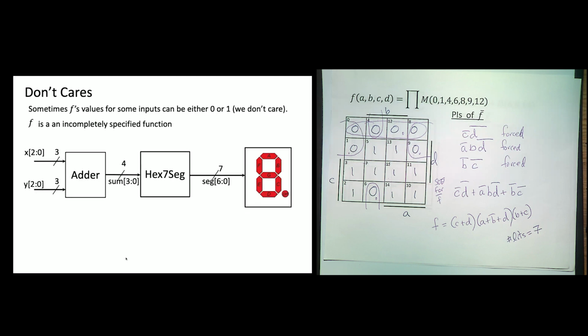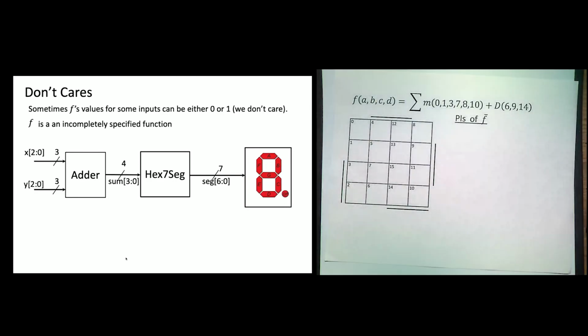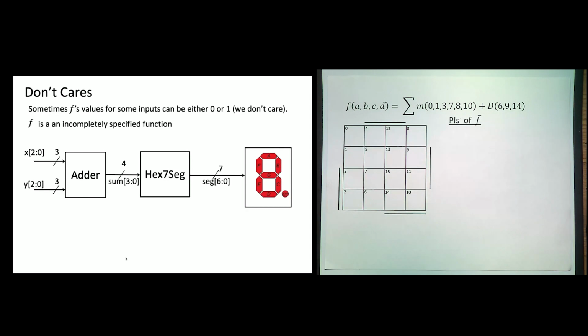Okay, apathy. Sometimes there may be input values that don't matter to you. Here's an example of how that could happen. Suppose you are building an adder for two 3-bit vectors, with absolutely no carry-in, and you want to display the 4-bit results on a digit of the hex 7 segment.